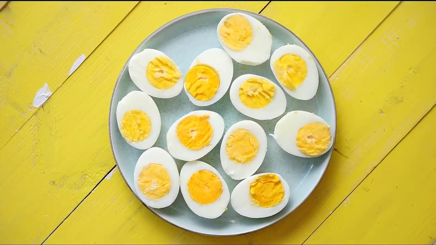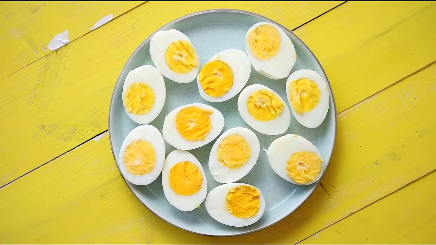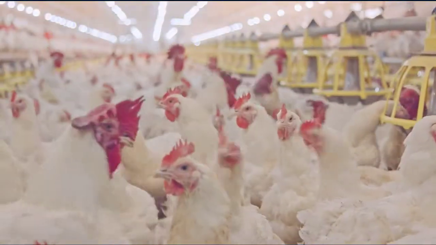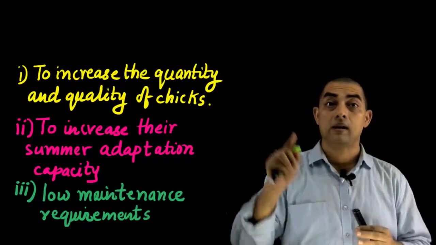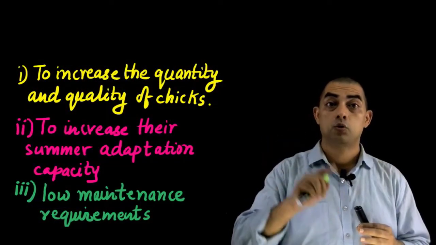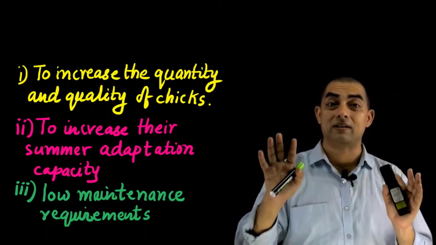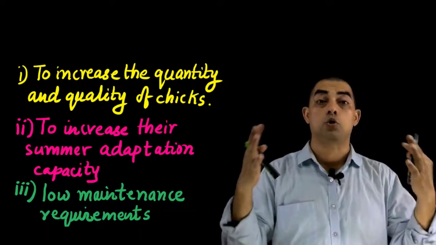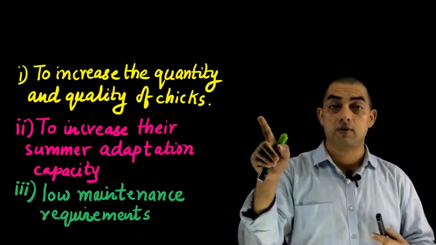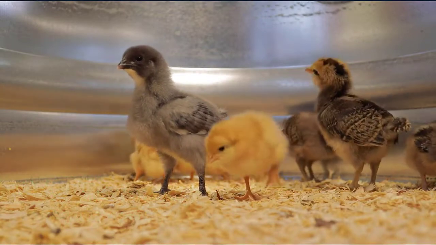But if you talk about the exotic breeds, they produce lot of eggs and they are big in size to give you lot of meat. But the problem are, when you bring them to India, they are less resistant to the diseases and they are not able to withstand the summer conditions over here. So what are we trying to do? We are trying to crossbreed them. So the first thing we do crossbreed is to increase the quantity and quality of the chicks.